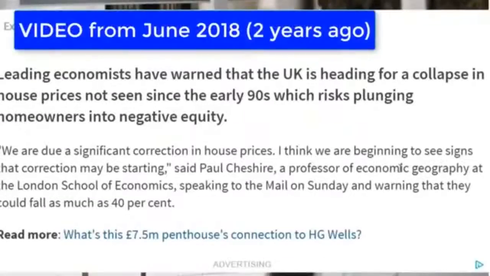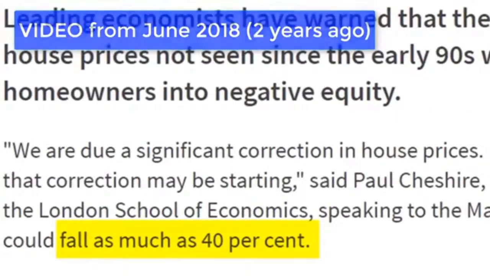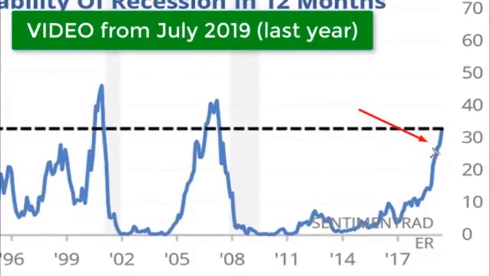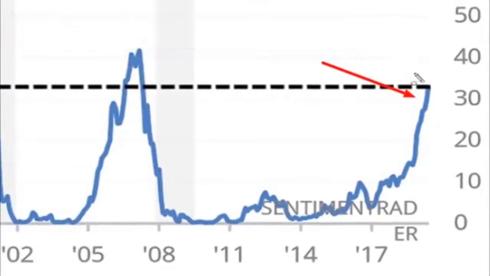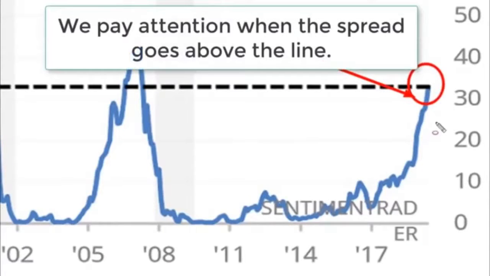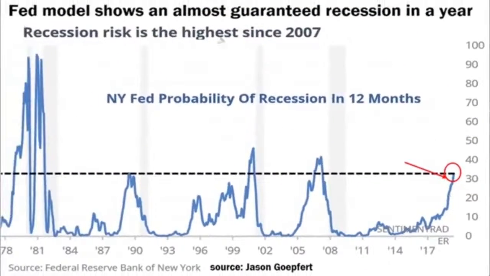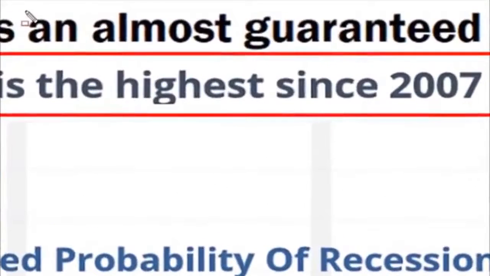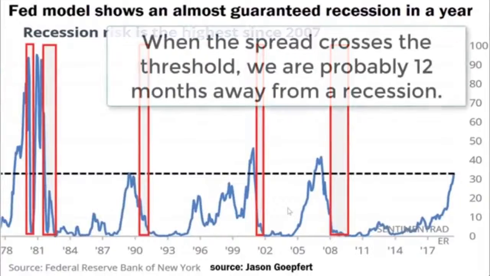Some economists from the London School of Economics are now predicting about a 40% fall in house prices. That's 40% fall from the highs that we had. And what that means is this. Whenever this line, whenever the spread goes over a certain threshold that is shown to you in black, and whenever this line becomes highly elevated, this means that the risk of a recession is also highly elevated. So that's why you see here that the recession risk is the highest since 2007, and this model shows an almost guaranteed recession in a year. In other words, guys, we're probably no more than a year away or 12 months away from a major economic downturn or recession.